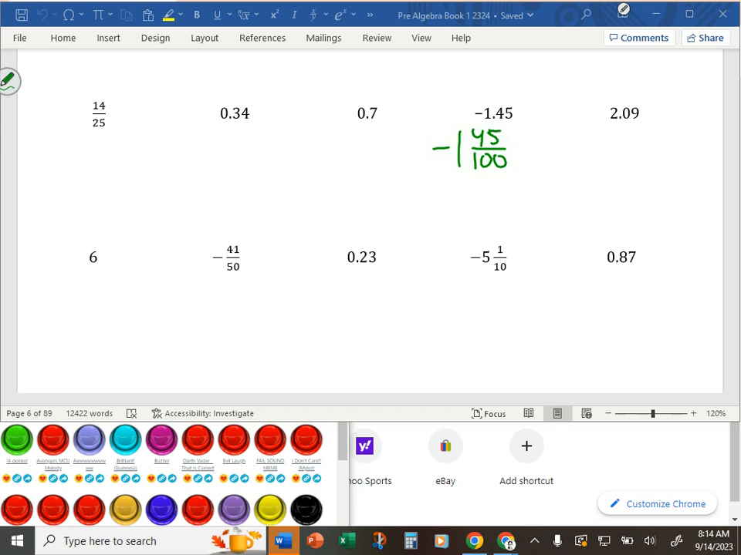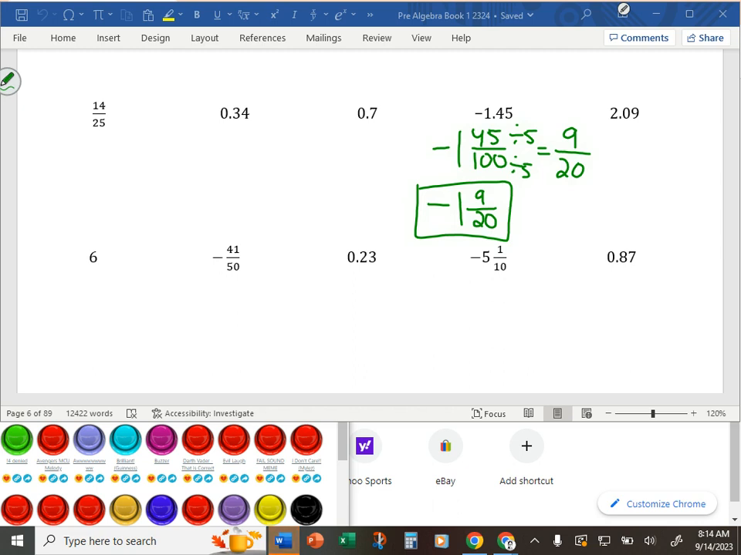Yes. What can we divide by? 5. Divide by 5. Let's do it. Is our whole going to change if we're simplifying the fraction part? No. So it's still going to be negative 1. And then 45 divided by 5, 100 divided by 5. That gives us 9/20. So negative 1 and 9/20 would be our answer.